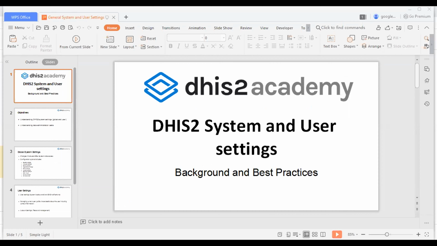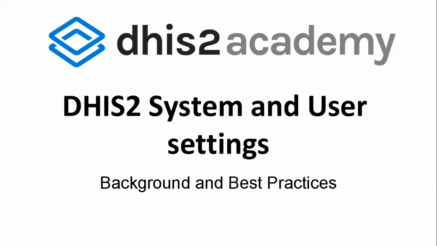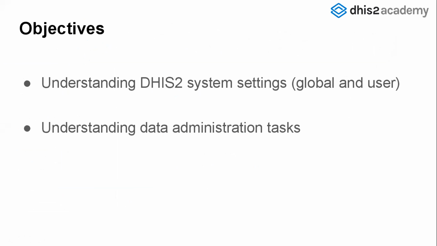Okay, so as I've mentioned, this session will be more or less into DHIS2 system settings and user settings. And we'll just look at three main parts: the global system settings, user system settings, but also a couple of data administration tasks where we are able to do a couple of items that will help us in improving the system performance, but also make sure that we are able to see all the data that we have in the system in the analytic tools.